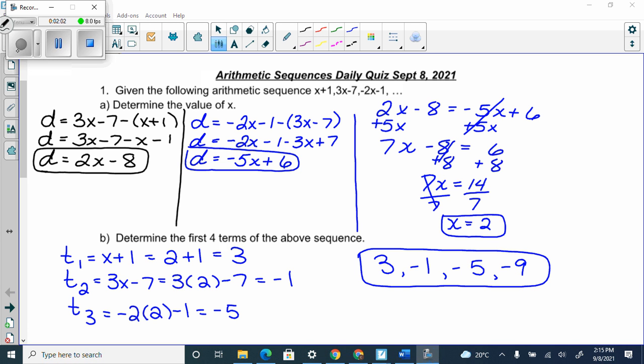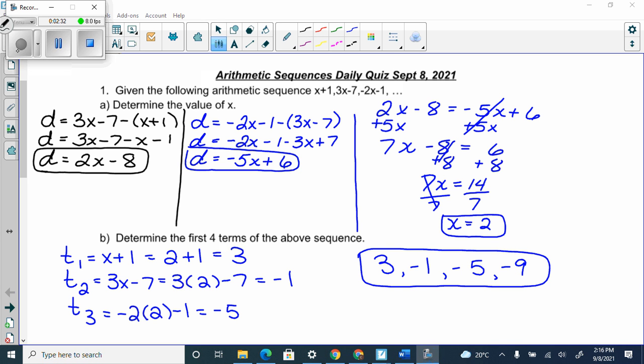Now, the 4-term part is the easiest part. You just plug in, if you get your x right. It's really terrible if your x is wrong. If your x is right, it's nice. So you plug the 2 back in just for the x's. Term 1 is x plus 1. Well, x is 2, so it's 2 plus 1, so it's 3. Term 2 is 3x minus 7. Well, x is 2, so 3 times 2 is 6, minus 7 is negative 1. Term 3 is negative 2x minus 1, which is negative 5.